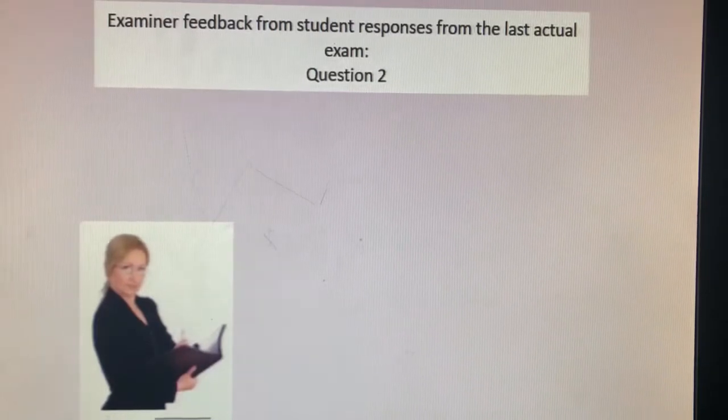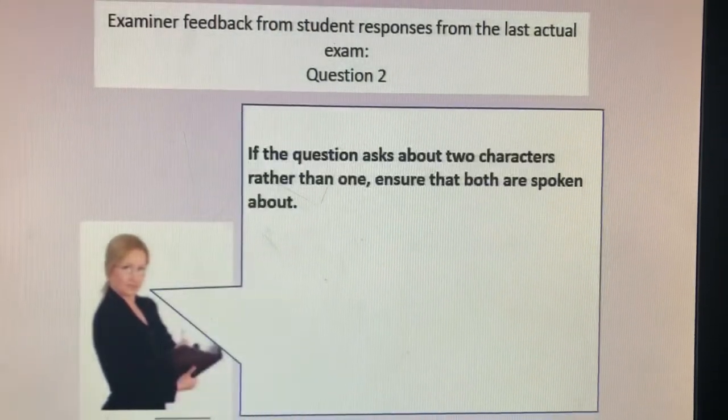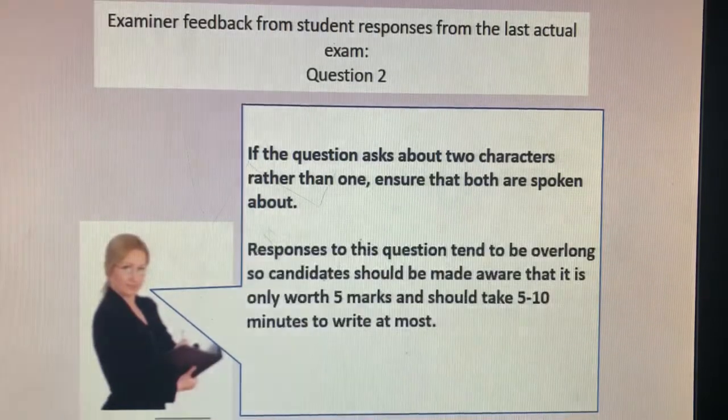Every year then, the exam board give feedback to the schools that took the test, and this is last year's feedback. If the question asks about 2 characters rather than 1, ensure that both are spoken about. Responses to this question tend to be overlong, so candidates should be made aware that it's only worth 5 marks and should take between 5 and 10 minutes to actually write the response out in full.